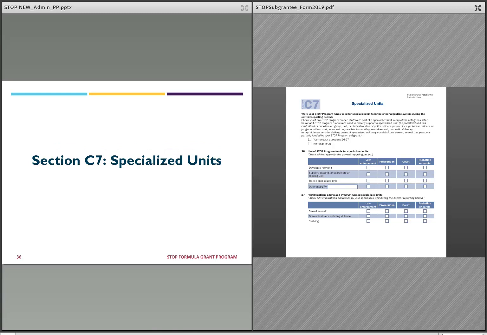In Section C7, Specialized Units, the subgrantee should check yes and fill out this section if STOP program funds were used for specialized units in the criminal justice system during the current reporting period. Again, these are checkboxes, and they can simply indicate which types of specialized units apply for the current reporting period, as well as the victimizations addressed by those STOP-funded specialized units.